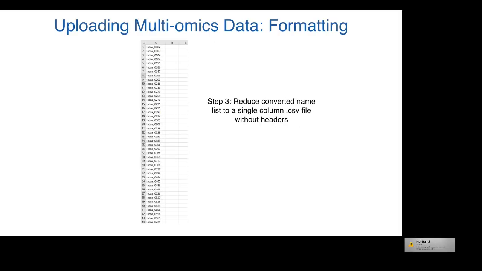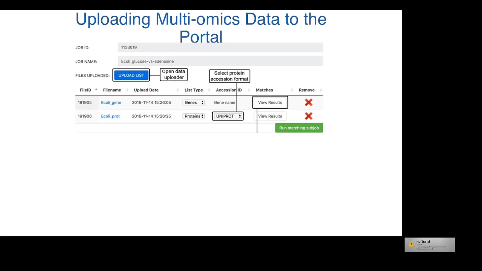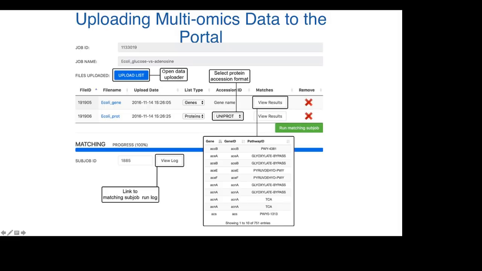And then finally, you want to reduce your gene or your protein list to a single column CSV with no heading for the easiest upload. For the multi-omics one, under the green systems biology buttons, there's a little plus sign. You click that to upload your multi-omics data, and you simply do that by clicking upload list and then indicating which type of data that is. Then you click the run matching subjob, and that's what will overlay our proteomics and our genomics data onto our metabolic pathways.